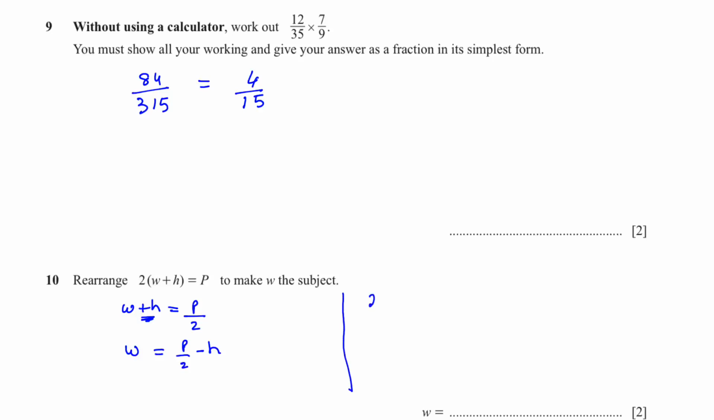There's another way to do it. You could have opened the bracket up. So it will be 2W plus 2H is equal to P. 2W is equal to P minus 2H. And then you divide P minus 2H by 2. So this is also the same as the previous answer.